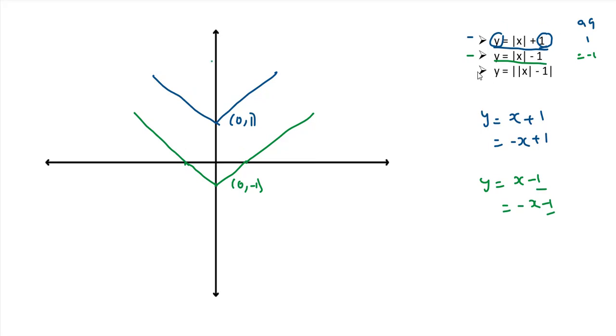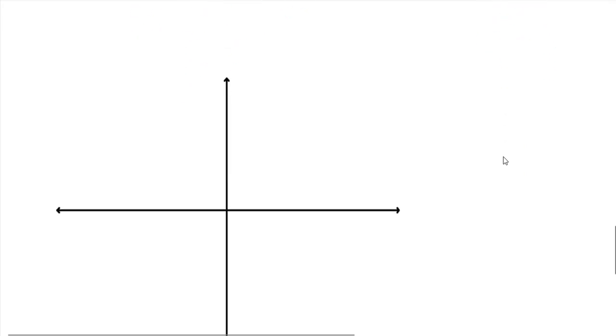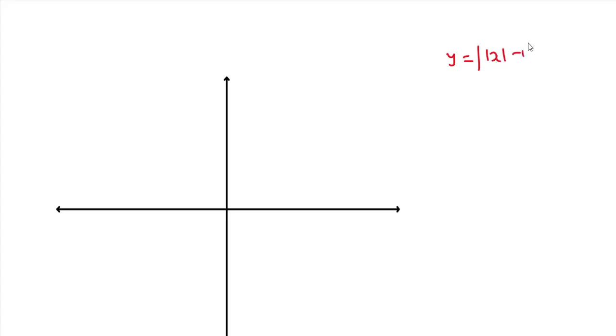Let us now see how to plot the graph for the third equation, which is y is equals to mod of mod x minus 1. So we have two mods over here, so we'll plot this graph separately. We have y is equals to mod of mod x minus 1. So we'll have to open two mods. When we open the outer mod, we'll get the equation as y is equals to mod x minus 1, and the second equation we'll get is y is equals to minus of mod x plus 1.